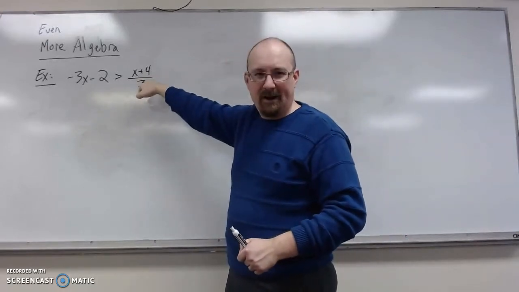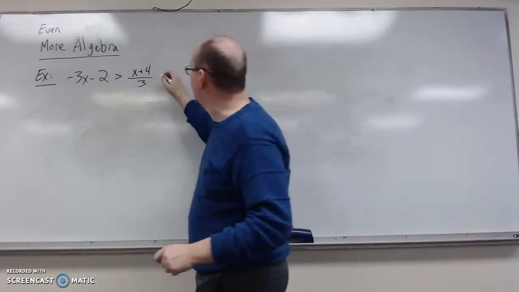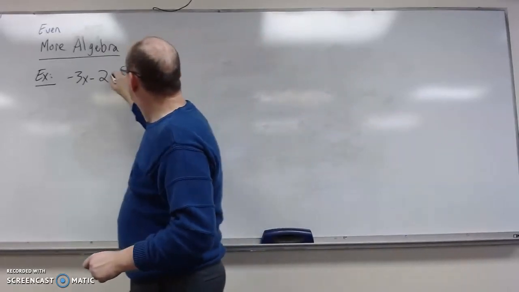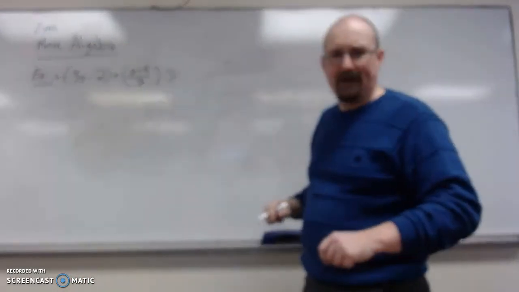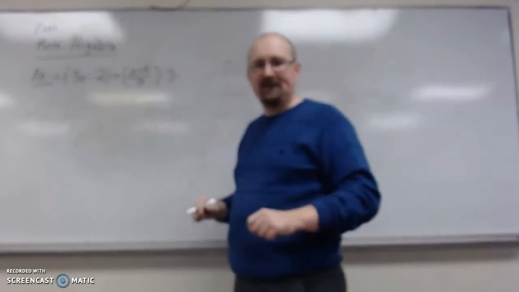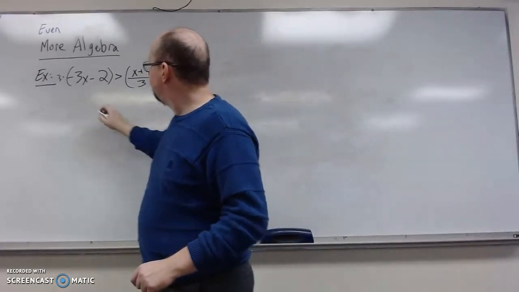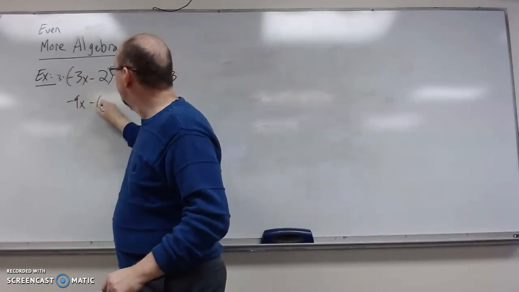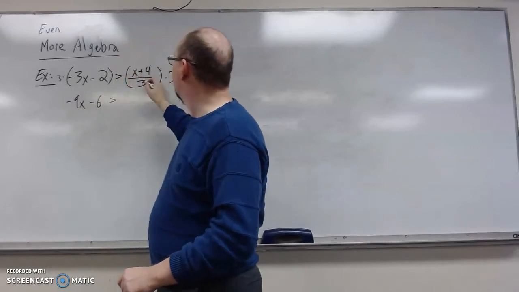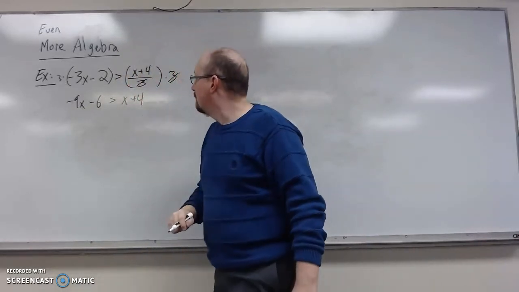First off, we've got a denominator. Fractions are scary. Get rid of the fraction. We multiply both sides by 3. So multiply both sides of that thing by 3. Make my camera all blurry because I stepped too fast. Come on, straighten out. There we go. All right. So distribute the 3. So this gives me negative 9x minus 6 greater than, over here, I just go poof, x plus 4.